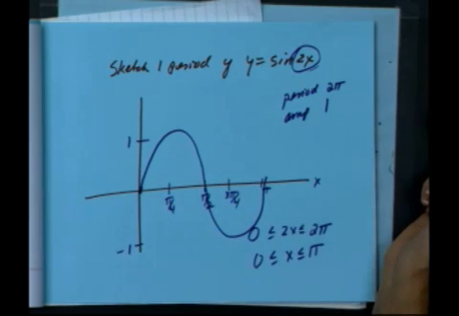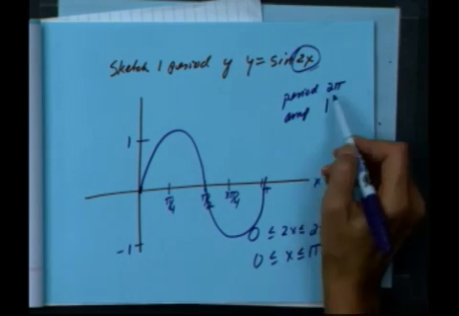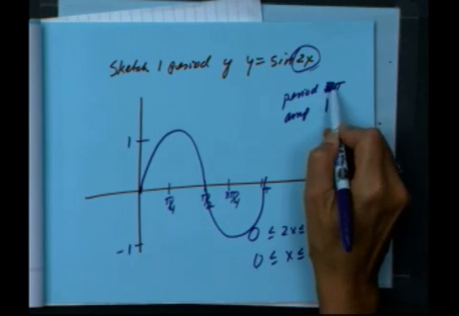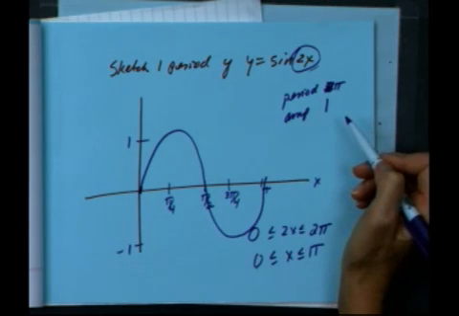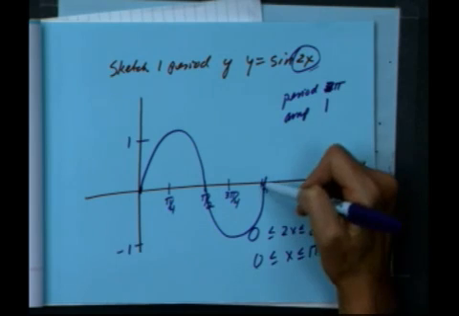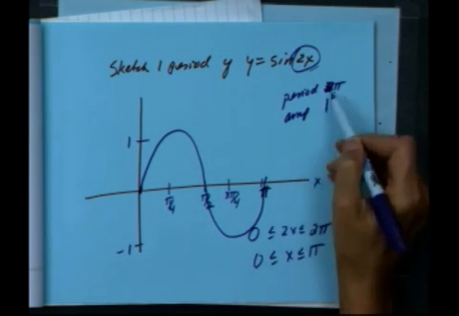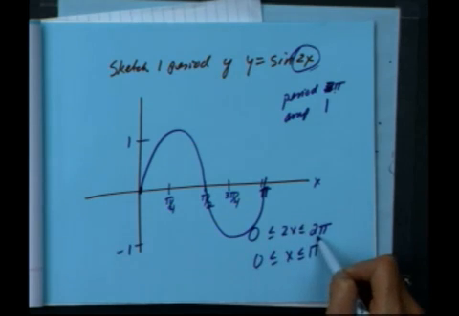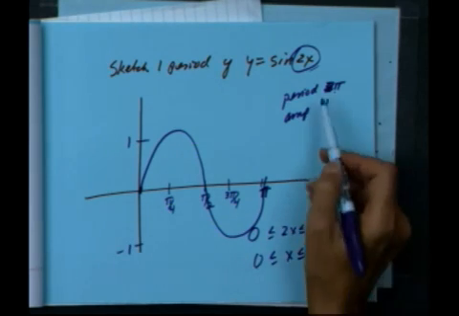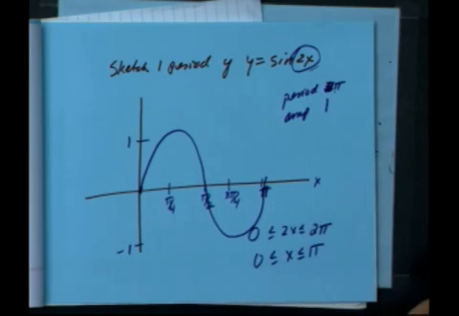Yes? Wouldn't the period just be pi? Yes, it would be. I don't know where that 2 came from. Thank you for correcting me. The period for this one is pi. The period for the normal curve is 2 pi. Thank you, thank you. Yes, the period is how far it goes before it repeats itself.